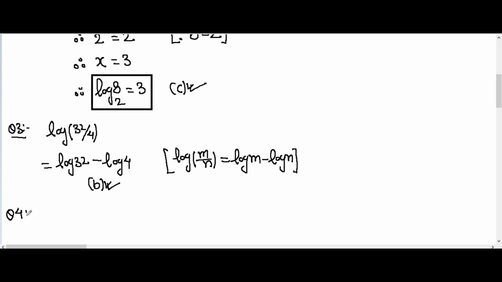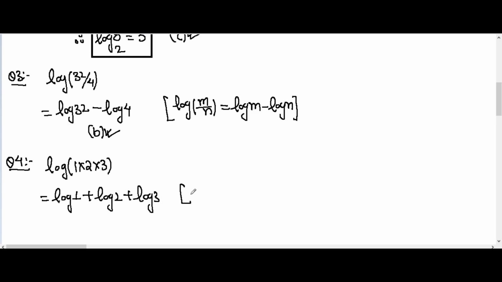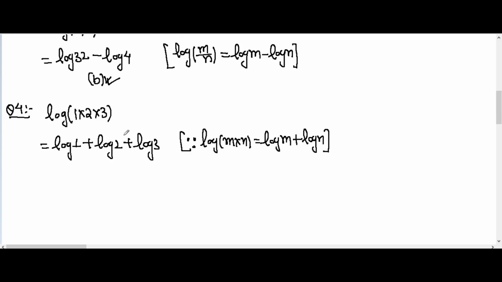Now we have question number 4. The fourth problem is log of 1 into 2 into 3. It is the same as in question number 1, so we can apply rule number 1: log of 1 plus log of 2 plus log of 3, since log of m into n is equal to log of m plus log of n. This is given in option A, so A is the correct option.